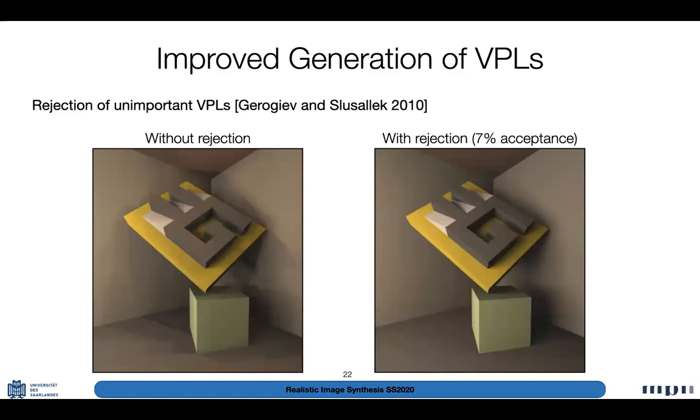So here is one instance where you could see the improvements of rejecting unimportant VPLs. On the left side, if you don't do any rejection, you could see the artifacts in the shadows. You see this weird kind of bending there in the shadows. But with the rejection approach, where you have accepted just 7% of the VPLs generated, you could see that it improves the overall quality.